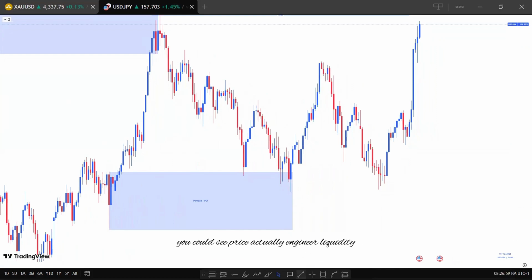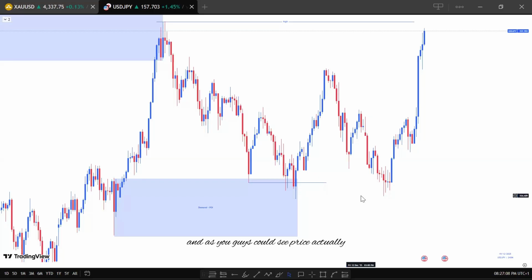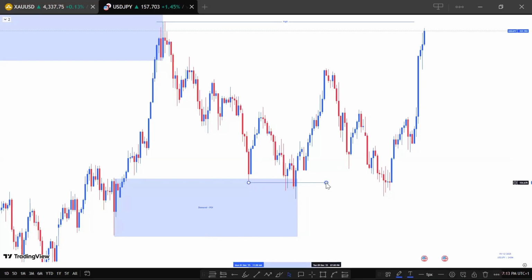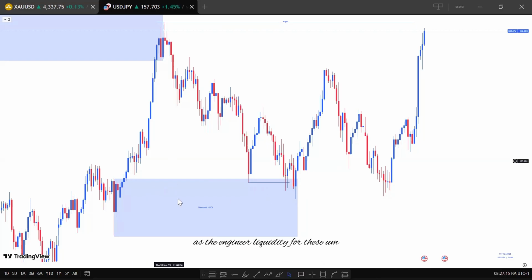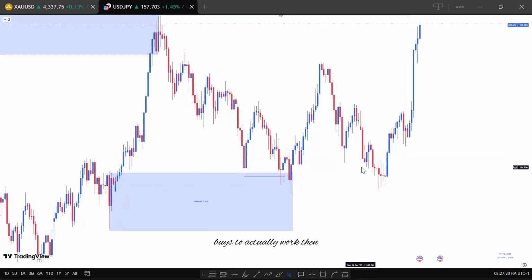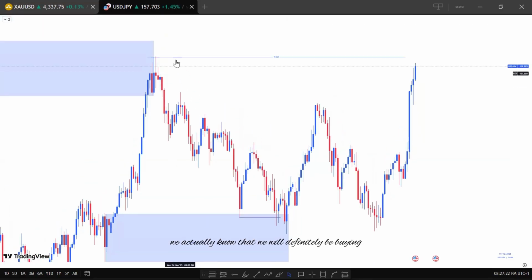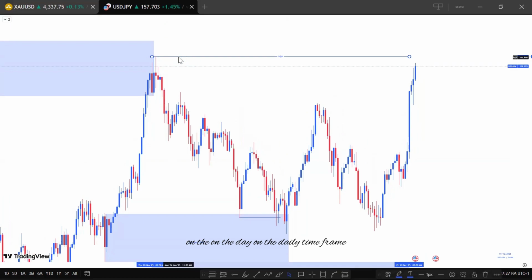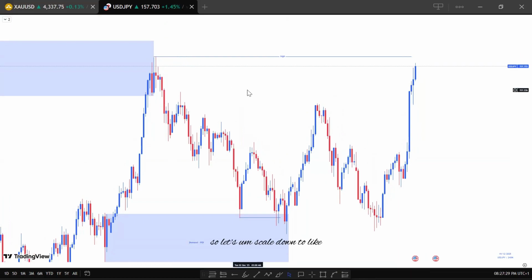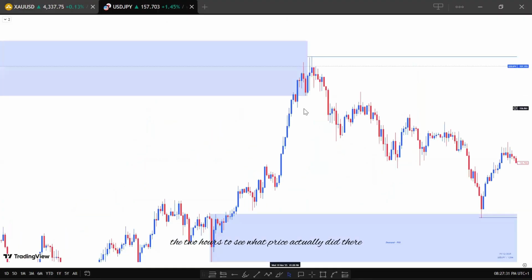You could see price engineer liquidity for this demand to hold. Price engineered liquidity on this time frame, and as you could see, price retraced and came back to take this low as the engineered liquidity for the buys to work. Then we know that we will definitely be buying to these highs on the daily time frame. So let's scale down to the 2 hours to see what price did there.